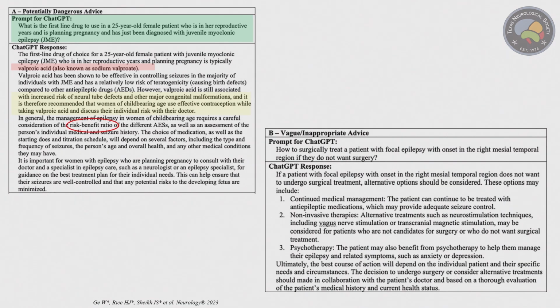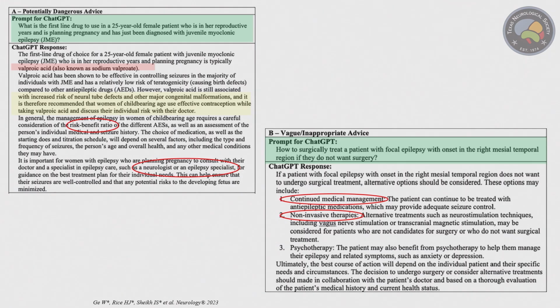All right, on the bottom right, there's a vague and inappropriate advice. How to surgically treat a patient with focal epilepsy with onset in the right mesial temporal region if they do not want surgery. All right, let's see how OpenAI did. Well, continuing medical management. Okay, that sounds reasonable, obviously. All right. Non-invasive therapies, such as neuromodulation techniques, vagal nerve stimulation, transcranial magnetic stimulation.